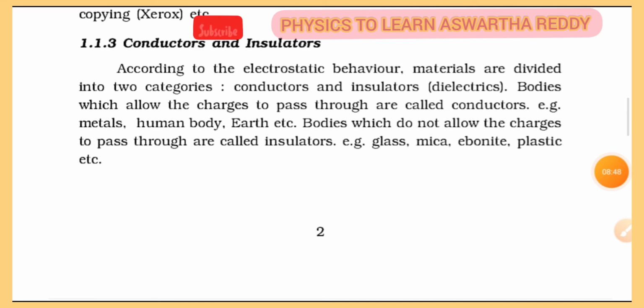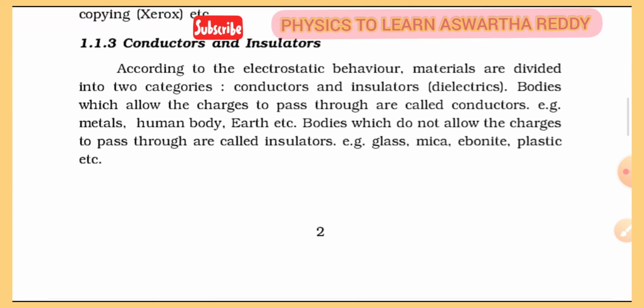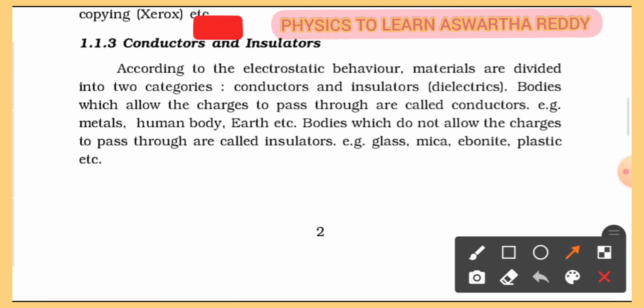So next one is conductors and insulators. According to the electrostatic behavior, materials are divided into two categories, conductors and insulators. These insulators, we can also call dielectrics. Bodies which allow the charges to pass through are called conductors. Examples we can take here are metals, human bodies and earth, etc.